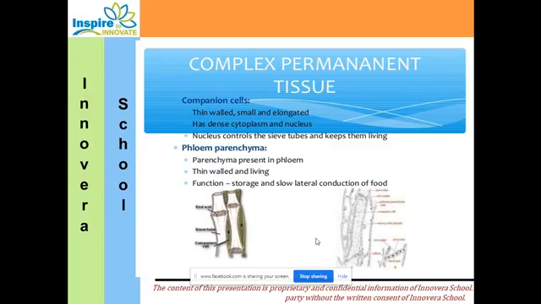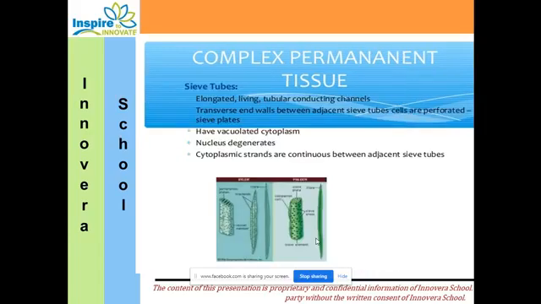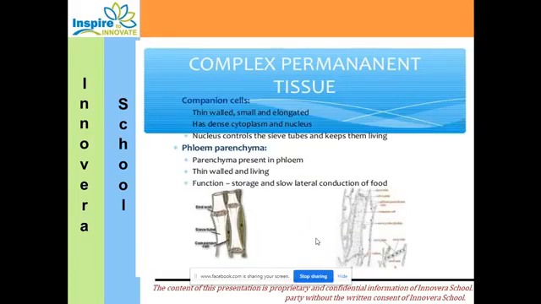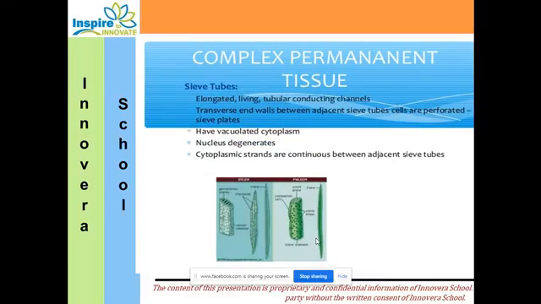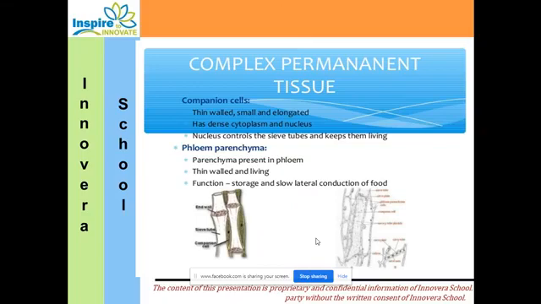The nucleus controls the sieve tubes and keeps them living. So who is the one who is controlling this? It is nothing but the nucleus. Here also you will find that the sieve tube's nucleus degenerates. That means the nucleus plays a very important role in conducting these materials. Okay, these two parts are clear, sieve tubes and companion cells.